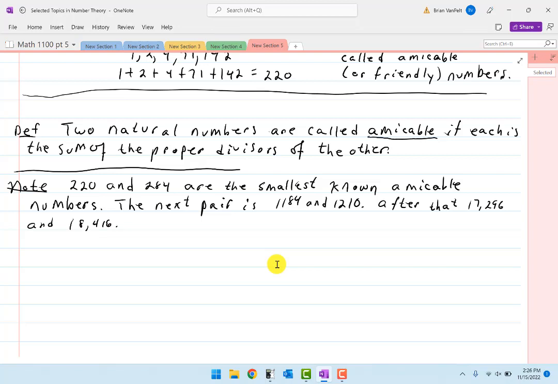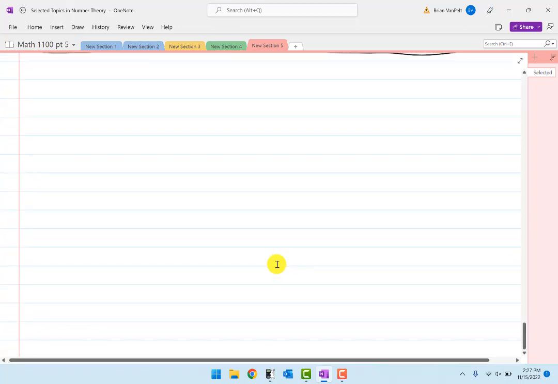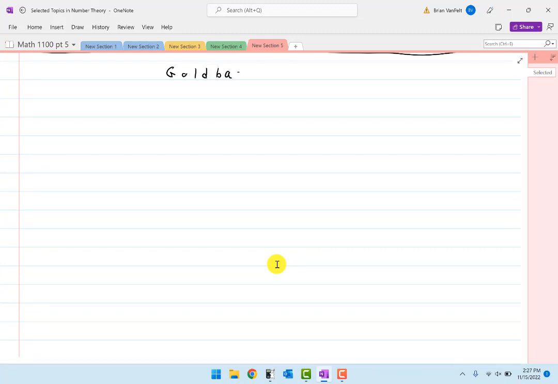These numbers obviously are difficult to find as well. Next topic we have is Goldbach's conjecture. Whenever you see the word conjecture, that means that it hasn't been proven. It means that we think it's true, but nobody has been bright enough to come up with a proof that shows it to be true in general.